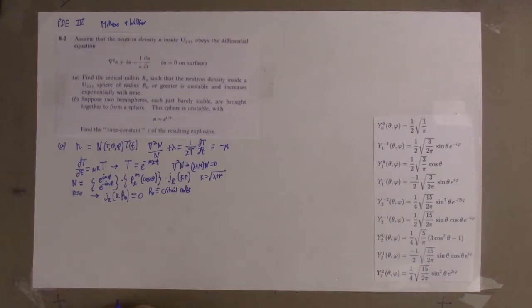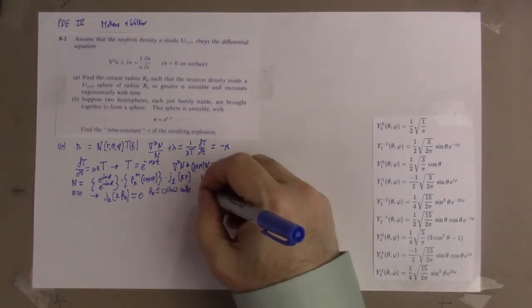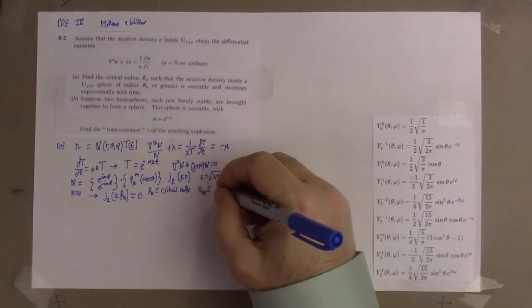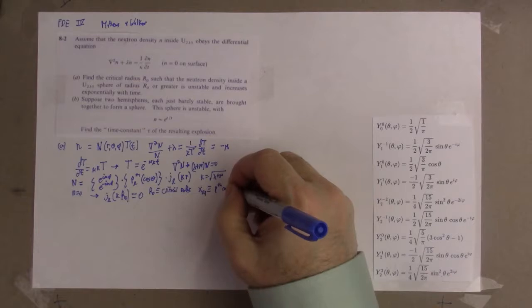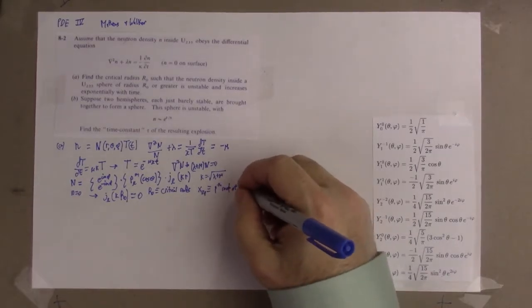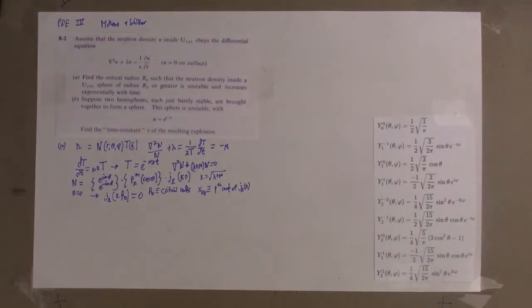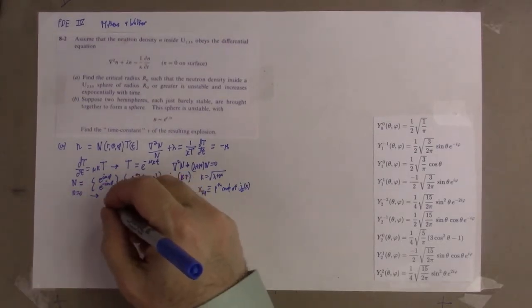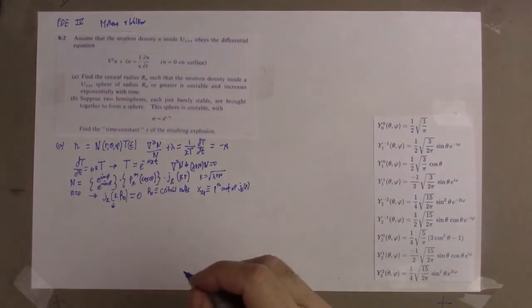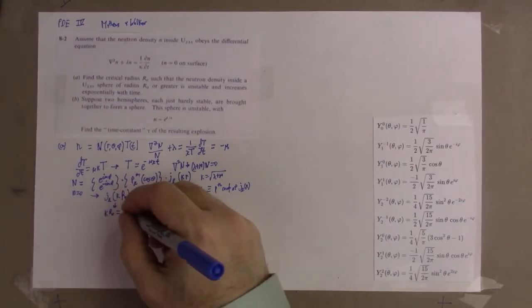Now, let's define x_lp as the pth root of the spherical Bessel function j_l(x). Okay? So what we have now is that this implies that k r0 is equal to x_lp.